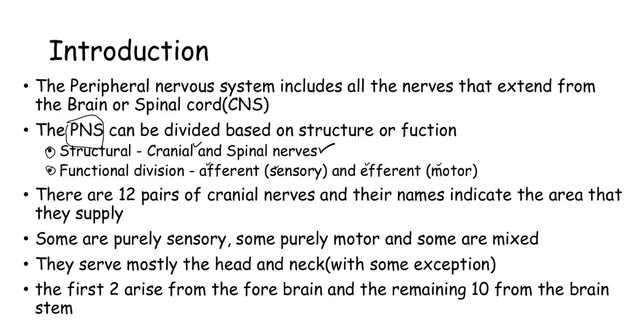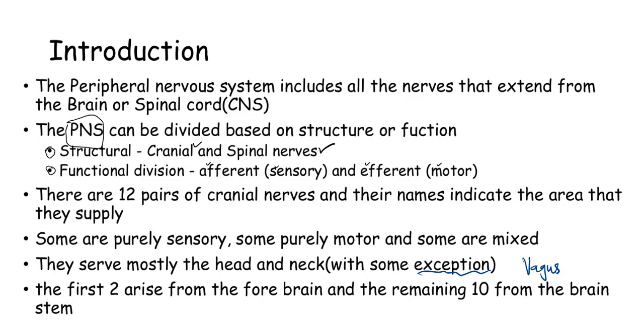There are going to be 12 pairs of cranial nerves. These nerves are paired, 12 pairs, and their names indicate the area that they supply. So the name gives an idea of what area is going to be supplied by a particular nerve. These serve mostly the head, but there are some exceptions, especially the vagus nerve, which supplies most of the GIT, including some areas of the heart, just most of the thorax and everything.